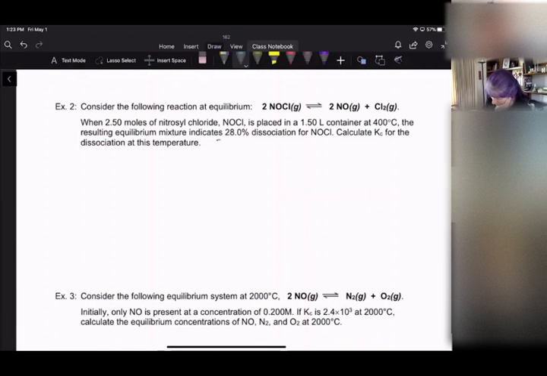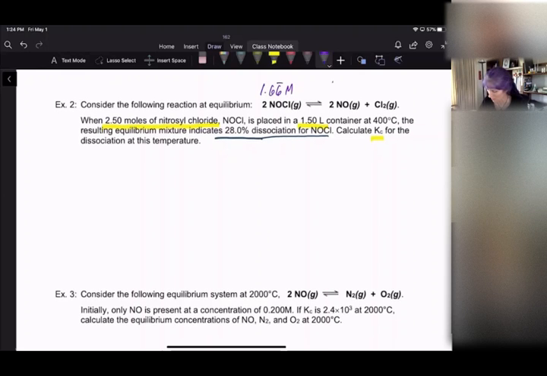All right, now we get a 28% dissociation. Let's see. Oh, and we're looking at the Kc, and we've got a volume that's not 1 liter and a moles. So we'll calculate a molarity for that. Then the amount that dissociates, which I believe because of the molar ratios is going to be this one. It's going to be 1.66 times 0.28.